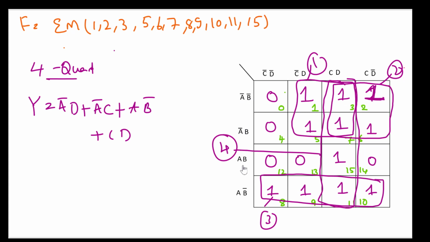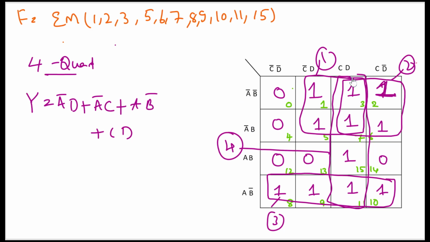Next, let's take the fourth quad. In this case, if you look at it, it is C D and the rest are all ones, so you are going to get only C D, and the rest, A bar and B bar, get eliminated. So this is the final expression for the given Boolean expression.